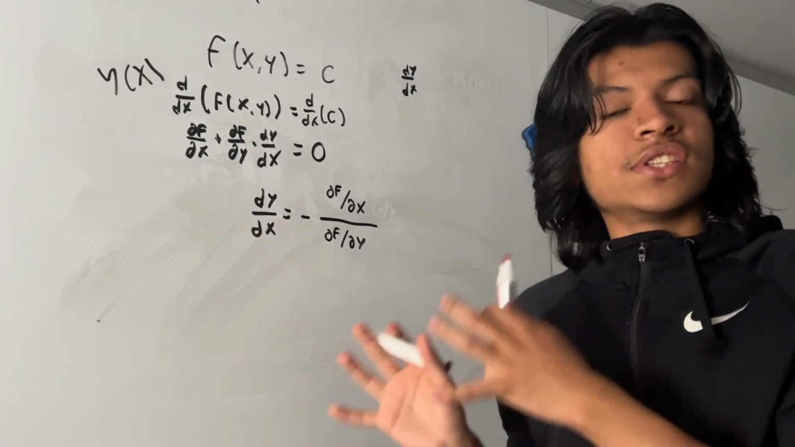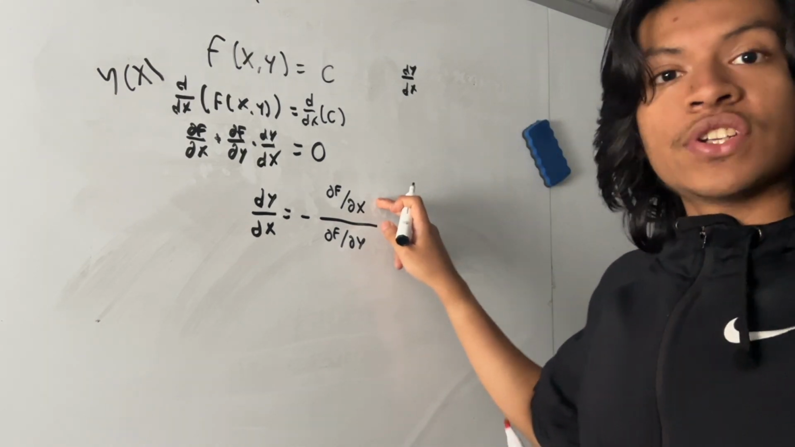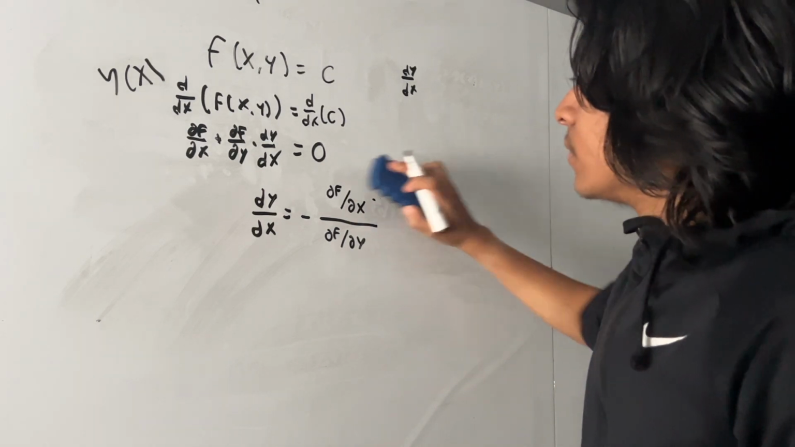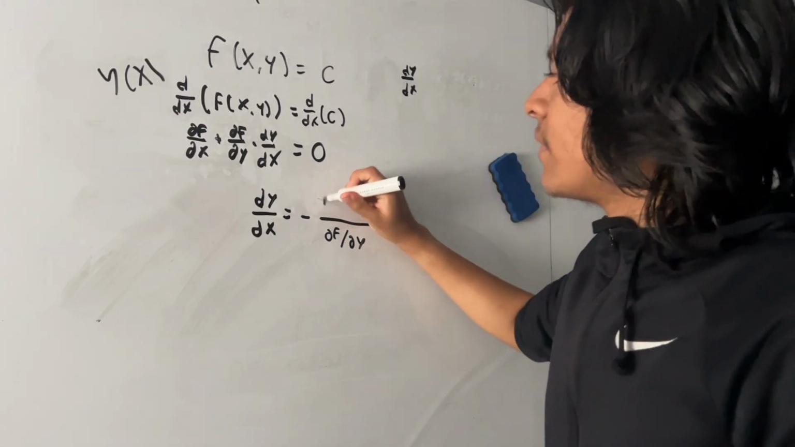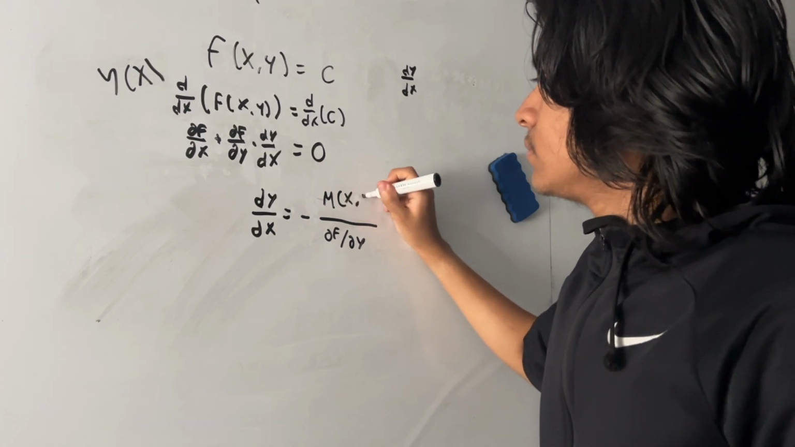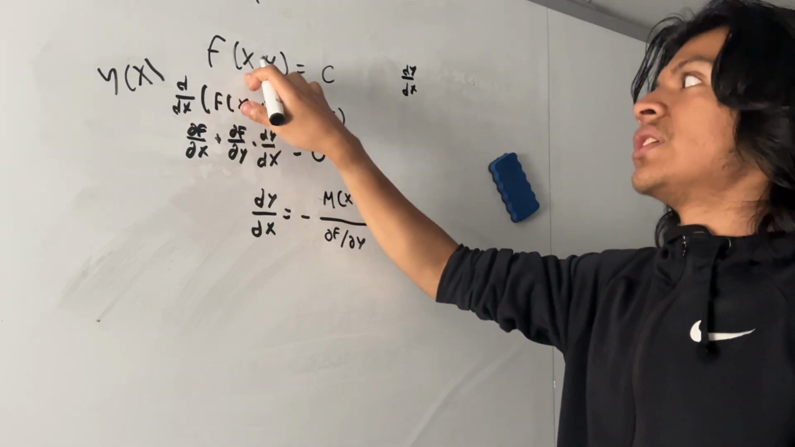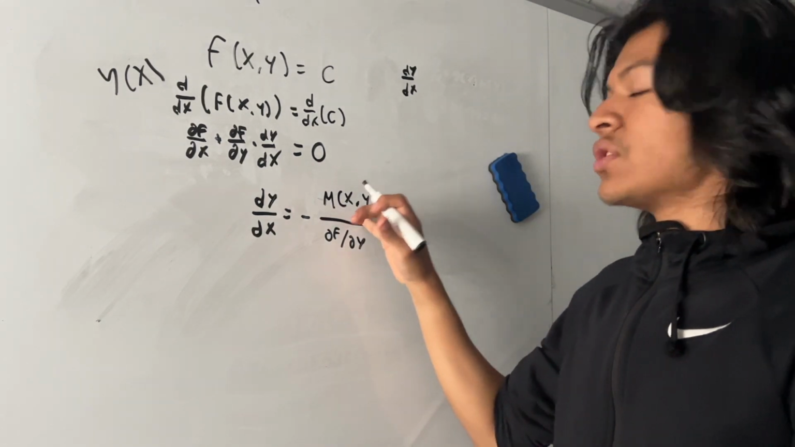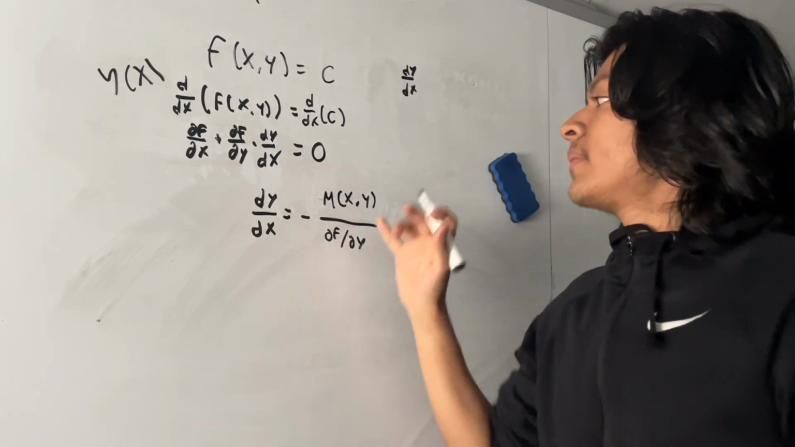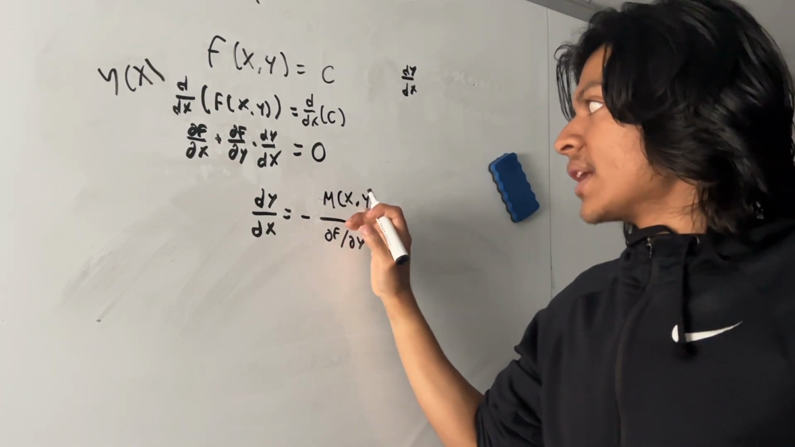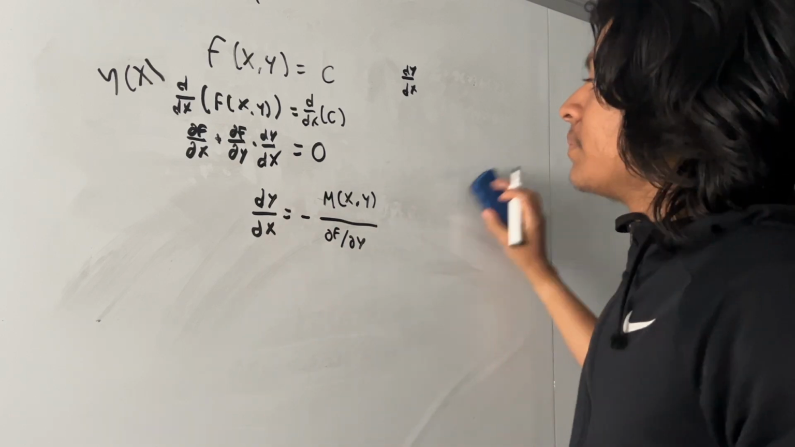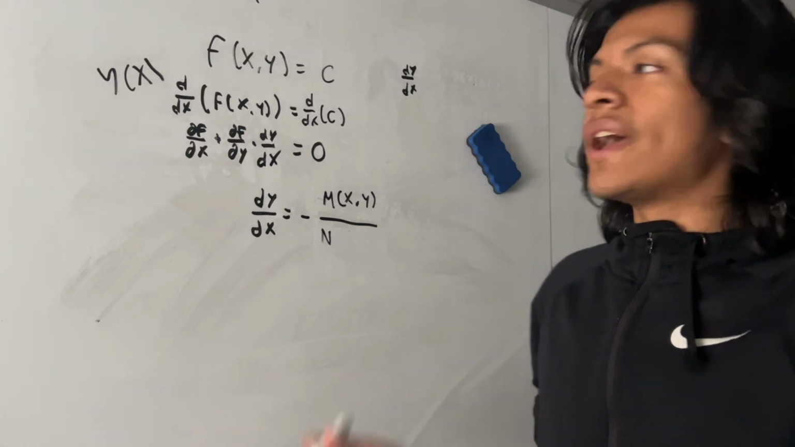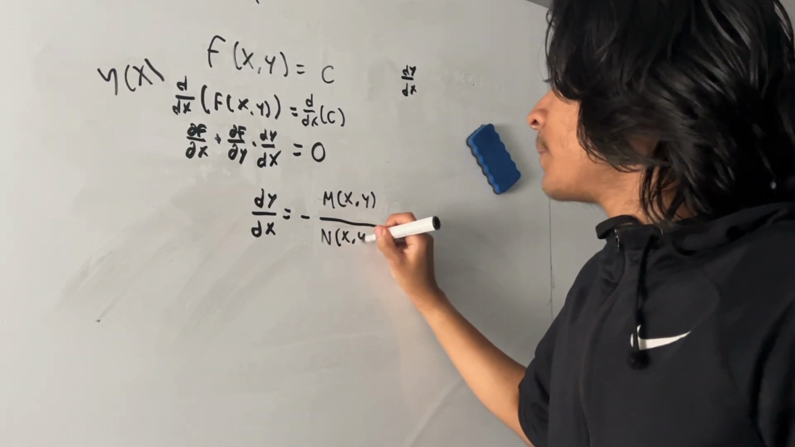We're going to do a little tampering with this. So for this top function, this partial of f with respect to x, we're going to let this equal m of x, y. Because f is a function of x and y, the partial of f with respect to x could also be a function of x and y. So we're leaving it like that. Likewise for the bottom, we're going to call this one n of x and y.